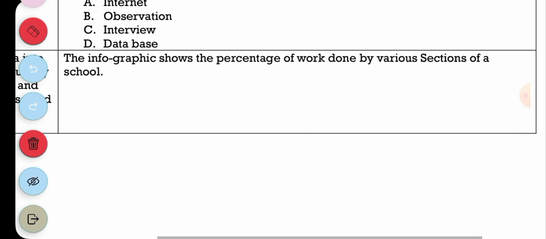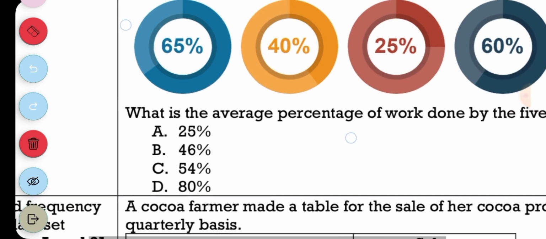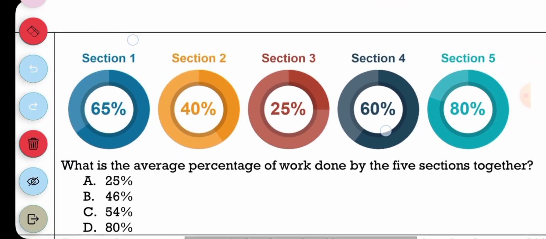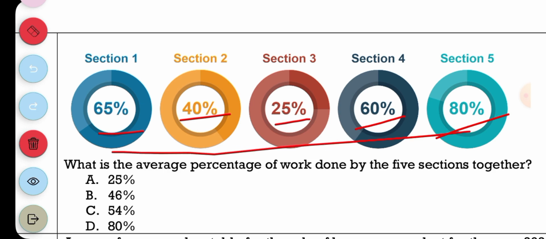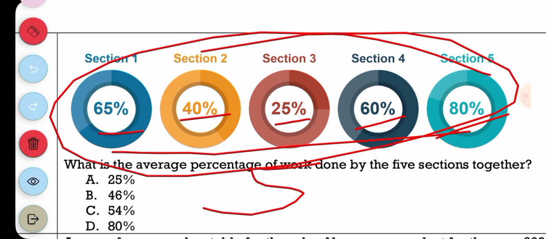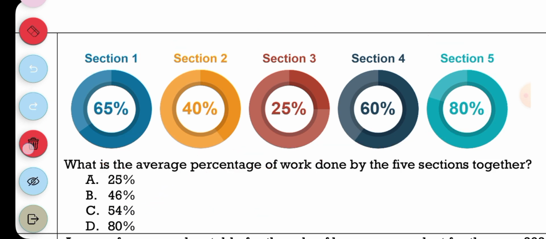The next one is an infographic which shows the percentage of work done by various sections of a school. Now, this is the work done by the various sections out of 100%. It says what is the average percentage of the work done by the 5 sections. So each section had these marks. So the average means the mean. So you add everything and then divide by the number of sections, which is 5. When you add everything, you are going to end up with 270. 270 divided by 5 is 54. So answer is C.